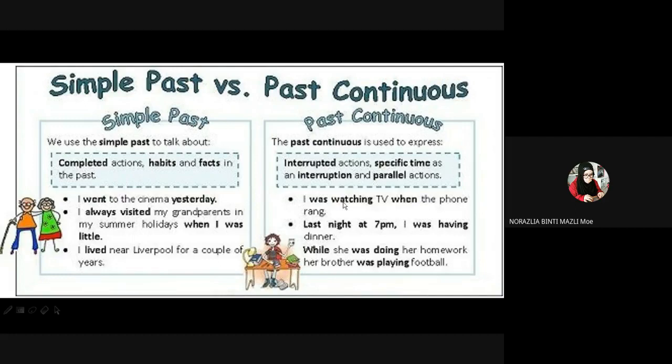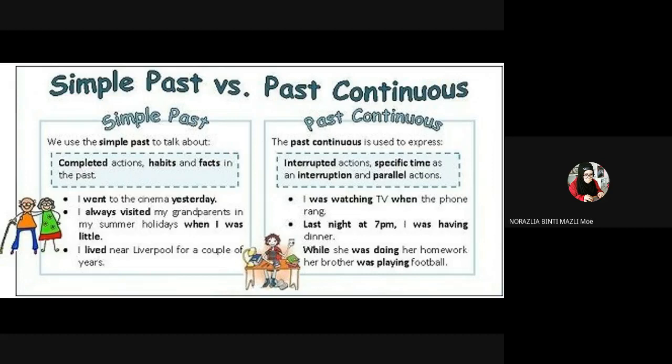I was watching. Another one would be the simple past. The phone rang. Do you understand? Yes, teacher. Okay, kena faham yang ni. Bila pakai when, usually kita akan pakai one past continuous. I was watching TV. Another one would be the simple past. The phone rang. Okay, number two, last night at 7 p.m. I was having dinner. Yang ni yang specific time tu.